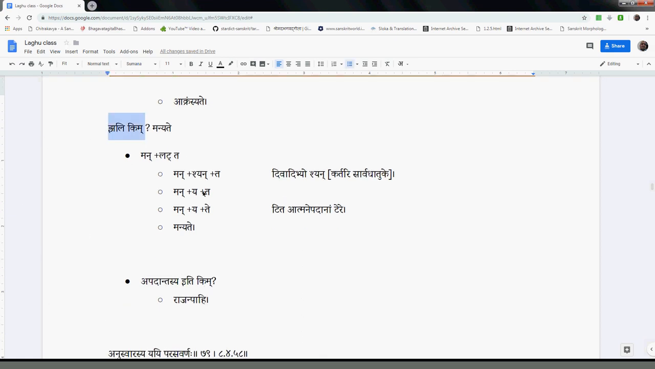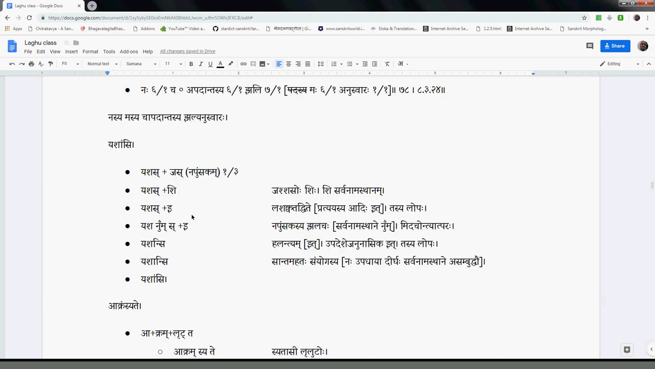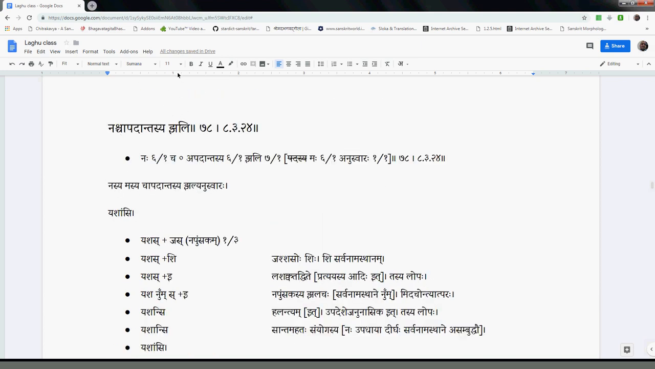Now this much is in laghu vritti. I think we had not seen the detail of this, so I completed that. Now, from Kashika, I have added this. Kashika says, apadantasya iti kim. The sutra says what? Nascha apadantasya jhali. Nascha chakarad makarasya api. From monuswara, makara also has anuvritti here. Therefore, nasya matsya cha apadantasya jhali anuswara.